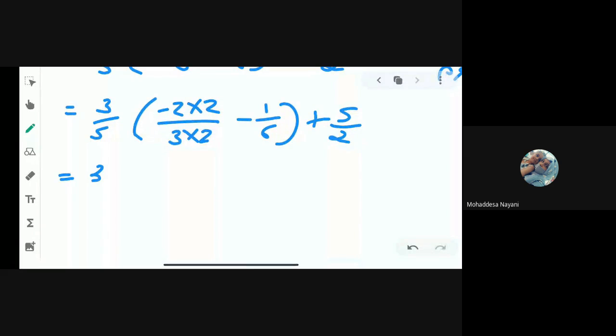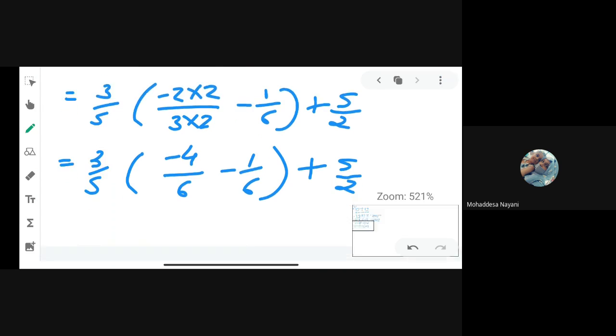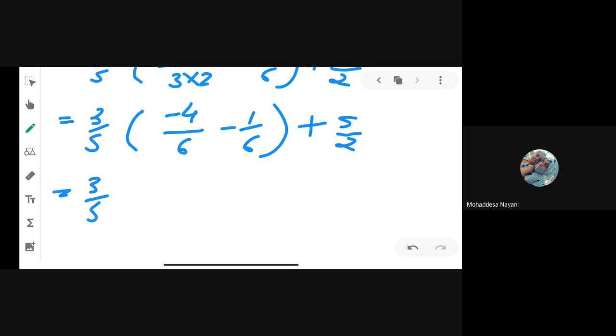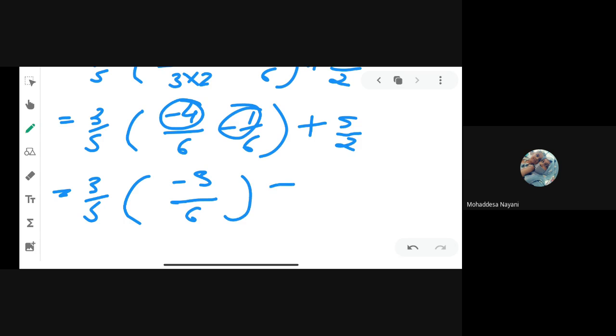You can see 3 by 5 minus 2 twos are 4 by 6 minus 1 by 6 plus 5 by 2. Now you can see 3 by 5, here now the denominator is equal, it is 6. Now we are adding: minus 4 and minus 1, minus minus plus, and the sign of the bigger number. So minus 4 minus 1 means 4 plus 1, 5, and minus 5. Clear all of you? Yes, sir.